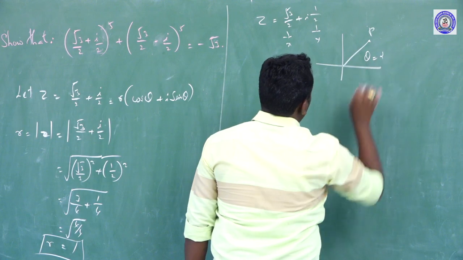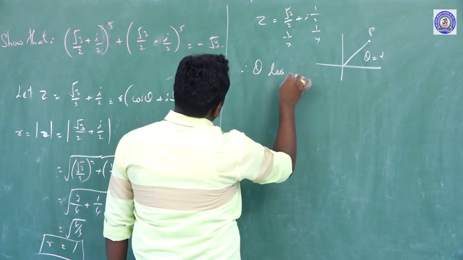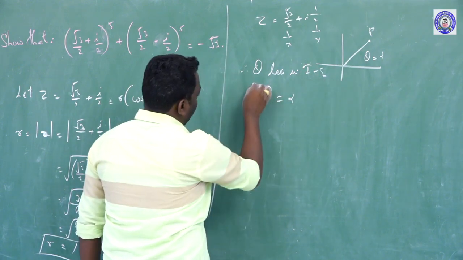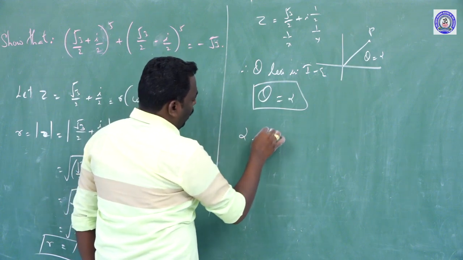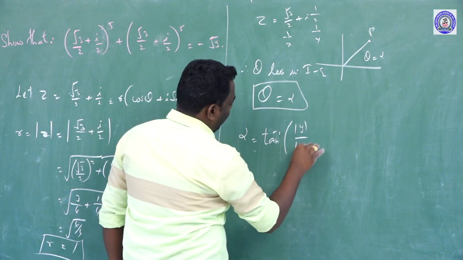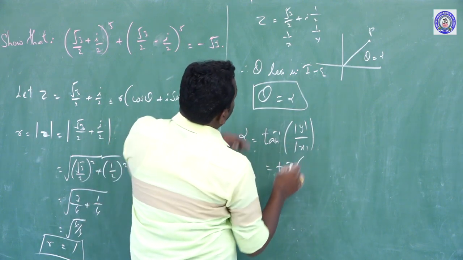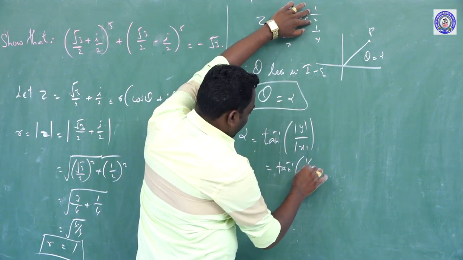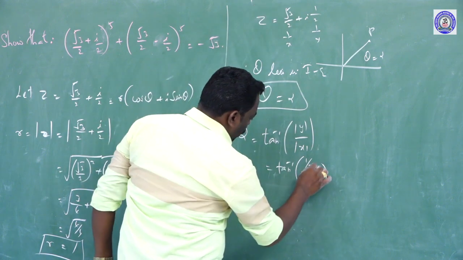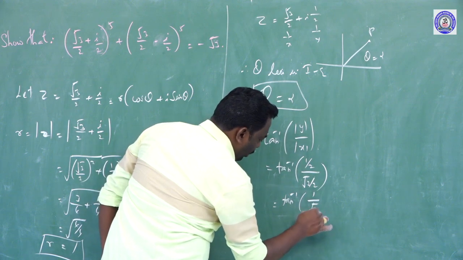Therefore, theta is equal to alpha, since theta lies in the first quadrant. Alpha is equal to what? Tan inverse of modulus of y by modulus of x, that is equal to tan inverse of modulus of y, the y value equal to 1 by 2, by the x value equal to root 3 by 2, and the 2s cancel. It is tan inverse of 1 by root 3 remaining.